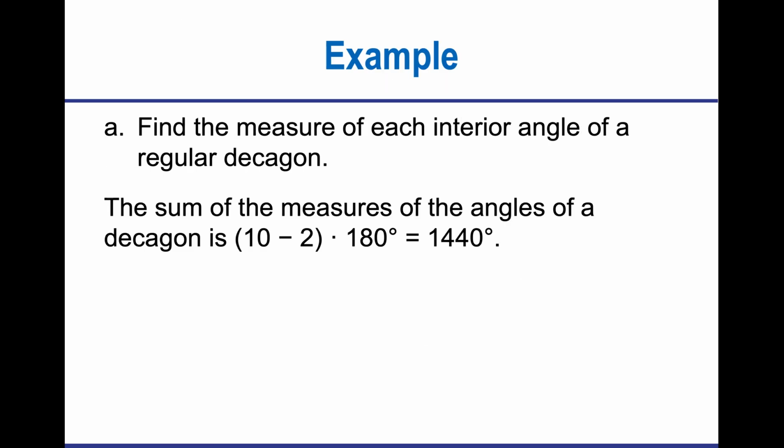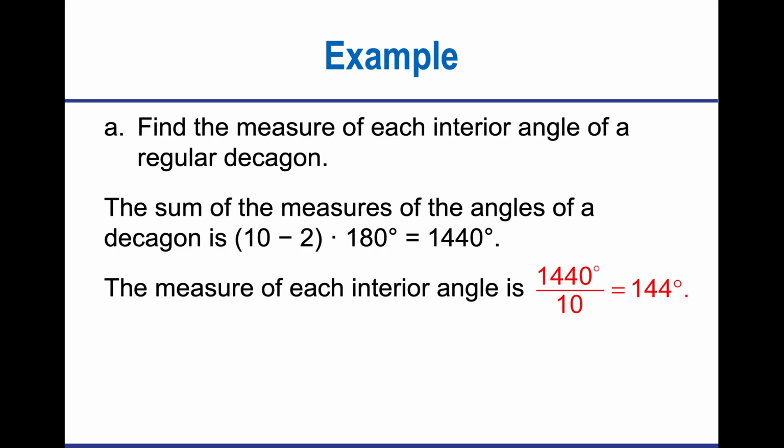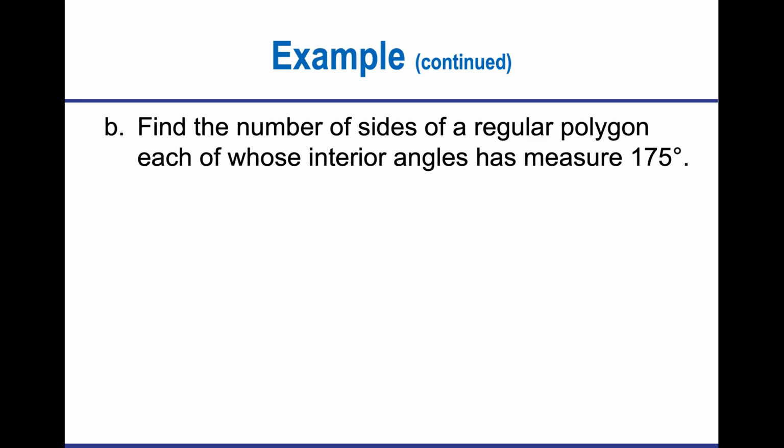So let's take a look at this. We know that a regular decagon has 10 sides from the slide I showed earlier with the names. So I'm going to do 10 minus 2 times 180, which is 1,440 degrees. If I wanted the measure of each angle, I would divide that by the number of sides, 10, to get 144.